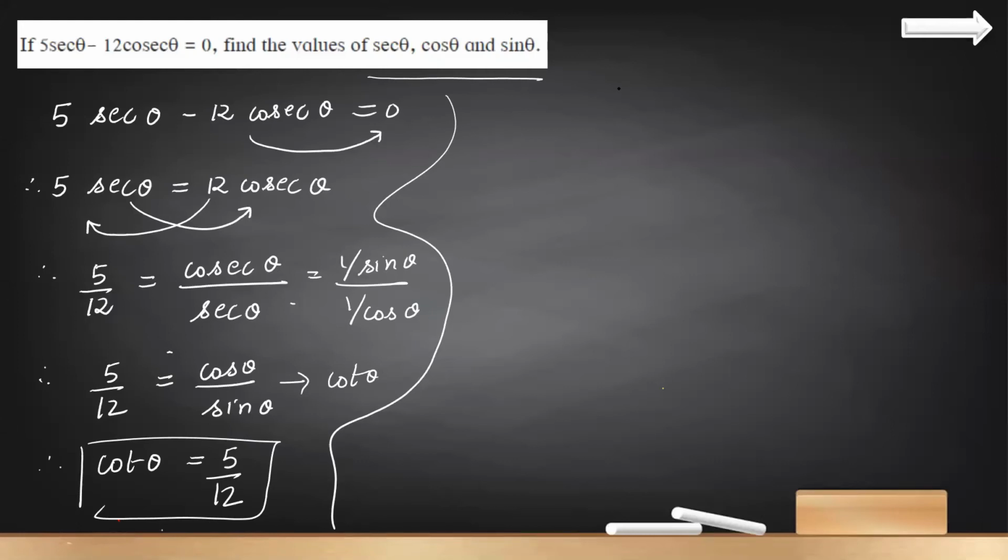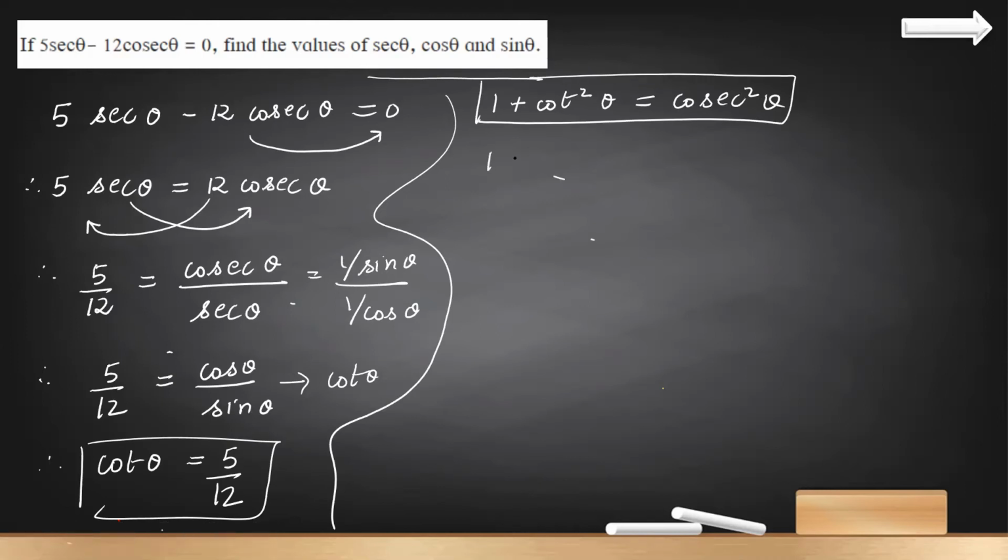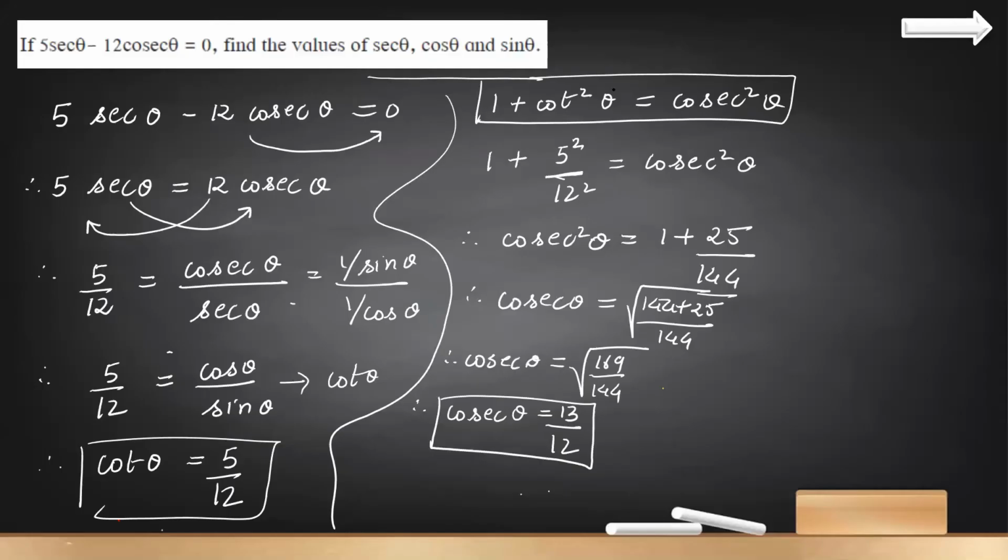So with cot, we have the identity 1 plus cot square theta is equal to cosec square theta. Let us put in the values. 1 plus 5 square upon 12 square equal to cosec square theta. So let us solve this. Solving this, we got the value of cosec theta as 13 upon 12. Now, as we know, cosec and sine are reciprocals of each other, so therefore, can I write that sine theta is equal to 1 upon cosec theta, which is equal to 12 upon 13. So we got one value, sine theta, right?